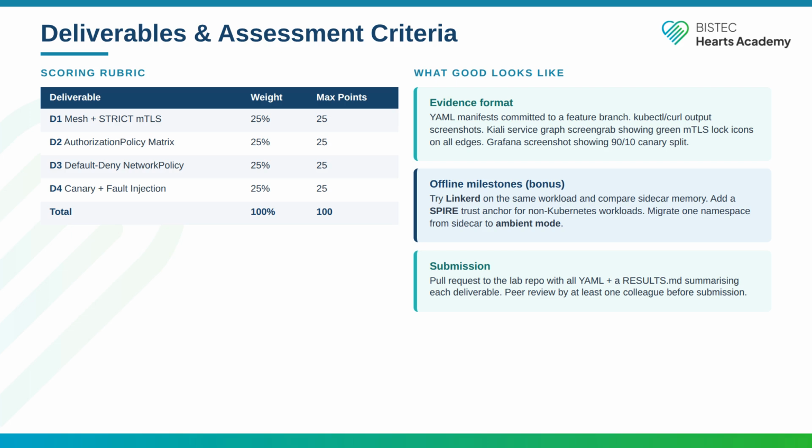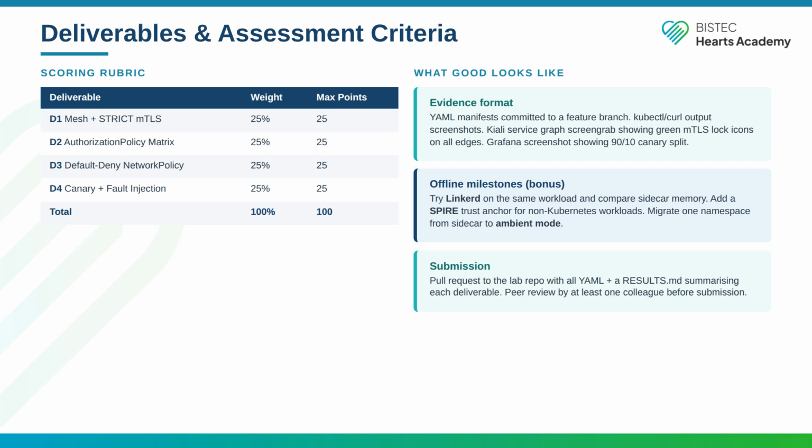All YAML manifests go into a feature branch, committed and pushed before the pull request. Include a results file that summarizes each deliverable with your evidence. Have a colleague review before submitting.